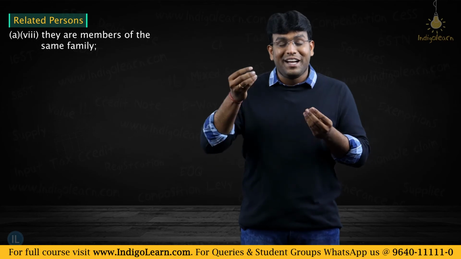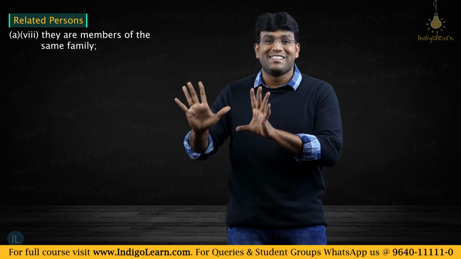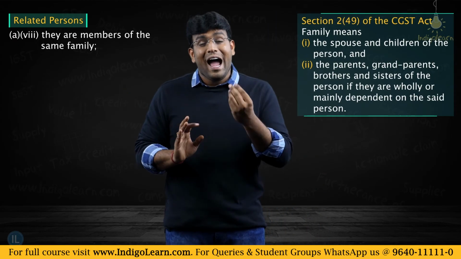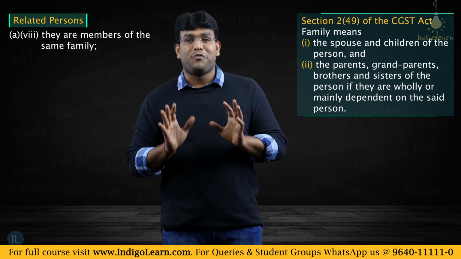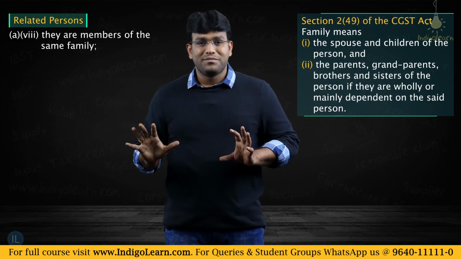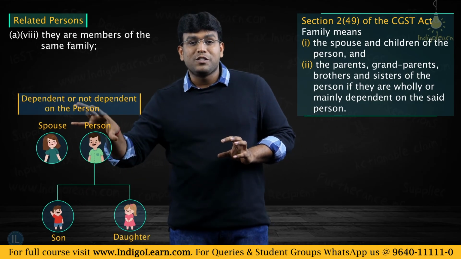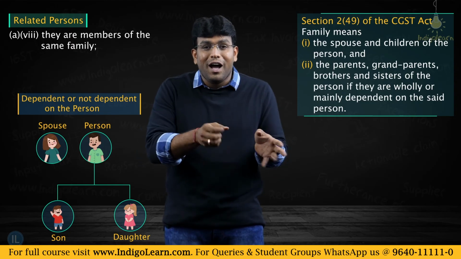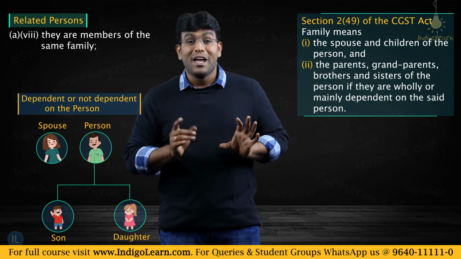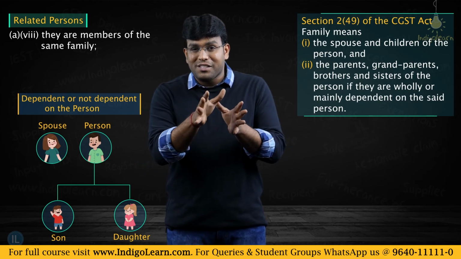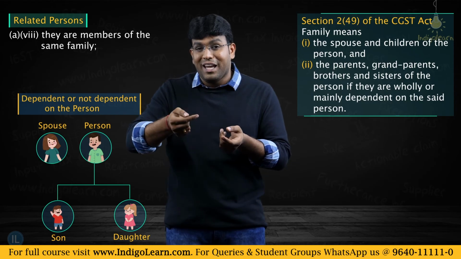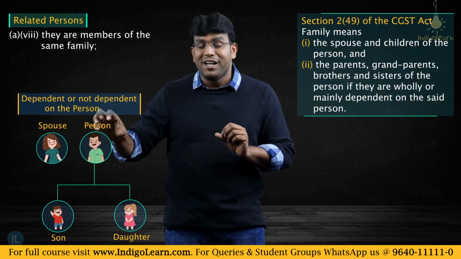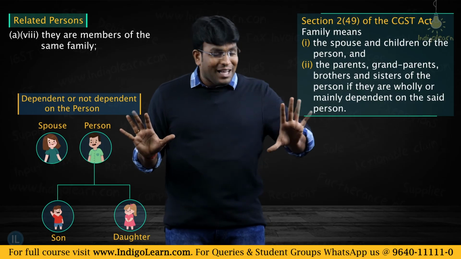And in GST law, they define family with the word family means. Section 249 defines what is family. And the good thing they have done is they divided the definition of family into two parts. Part 1: who is covered in family? Part 1 is spouse and children. People always think spouse means wife, but it's not just wife. For wife, husband is spouse. For husband, wife is spouse. Related person also covers members of the family, which is defined by 249. And in 249 family, there are two parts. What is part 1? Spouse and children.